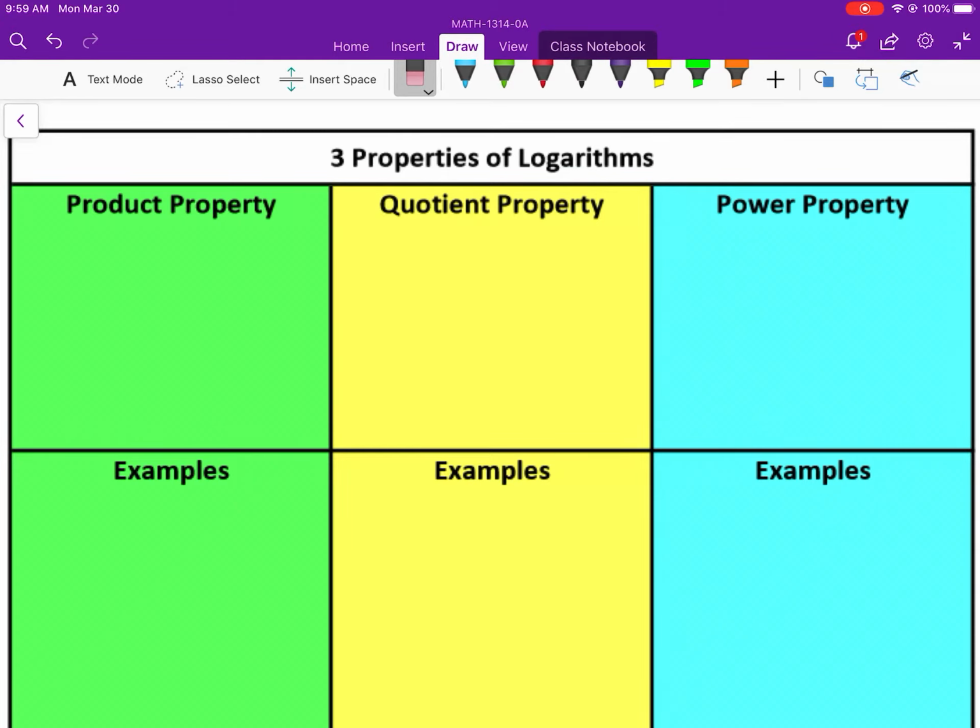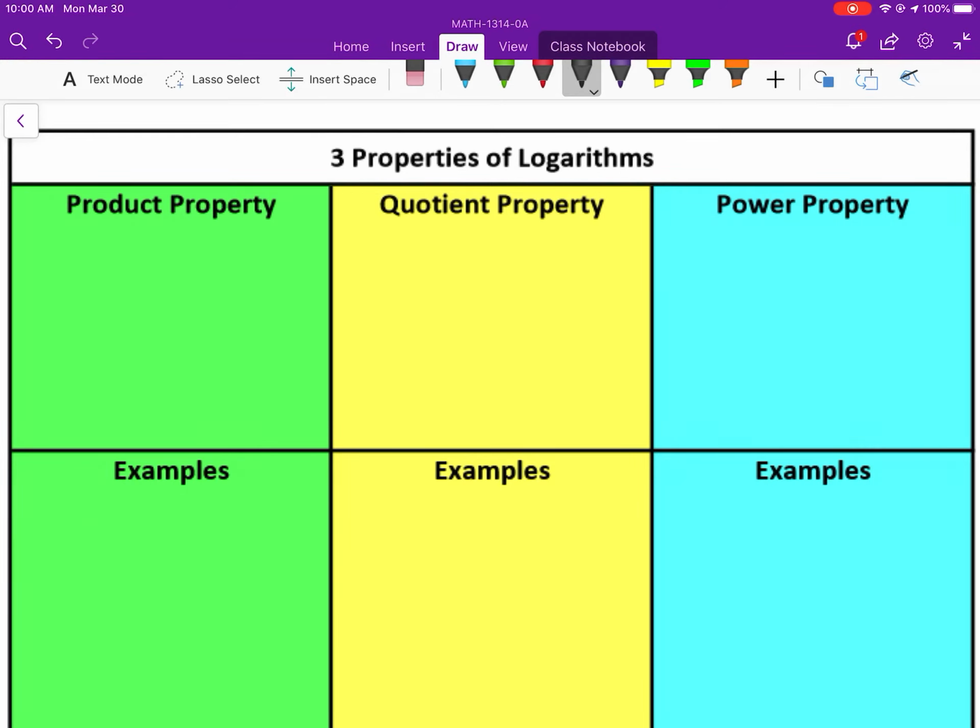All right, welcome back. So we are continuing with our sections here concerning logarithms. This is section 7.4. This is where we start getting into the properties and applications of logarithms. So the first thing we're going to cover here are the three properties of logarithms.